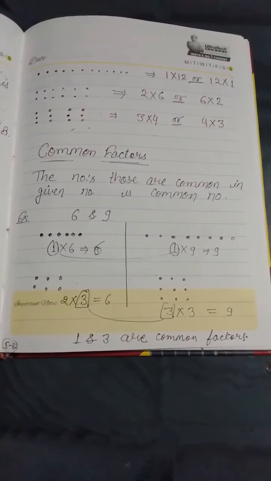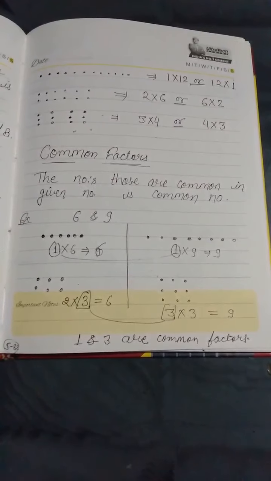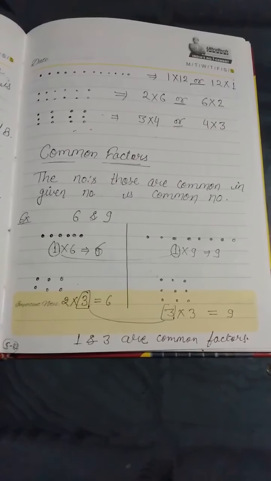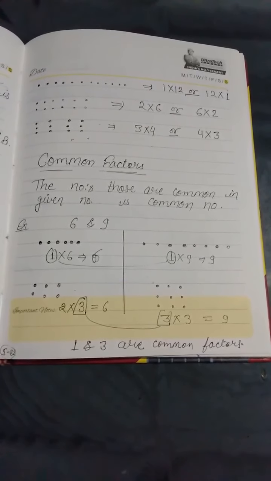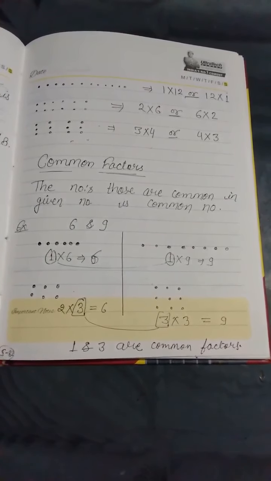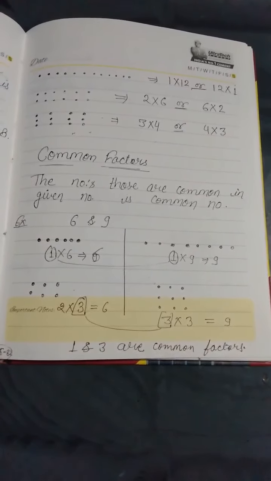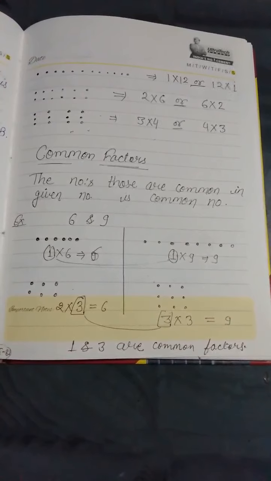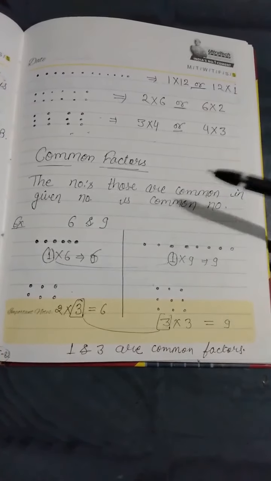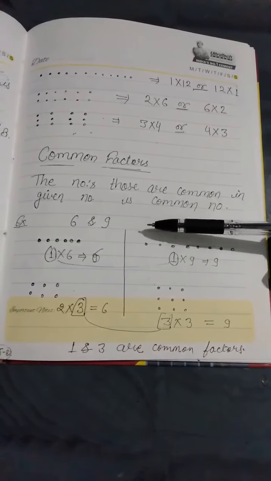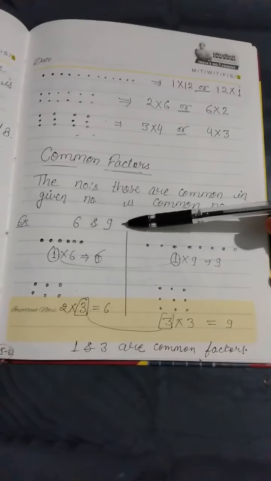Now common factors. The numbers that are common in given numbers are called common factors. That means we have 2 numbers and we have to find common factors. So firstly we will find the factors of both numbers, and then we will see what are the common numbers between them. Like I am taking 6 and 9. So firstly we will find the factors of 6 and 9.